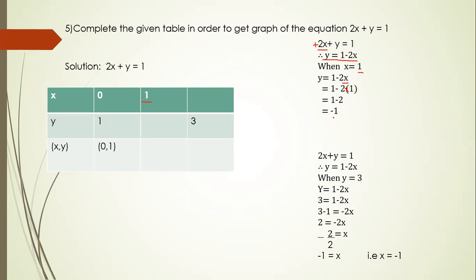So after solving this, we got the value of y as minus 1. So in the box, we are going to write here minus 1. And over here also write 1, comma, minus 1.